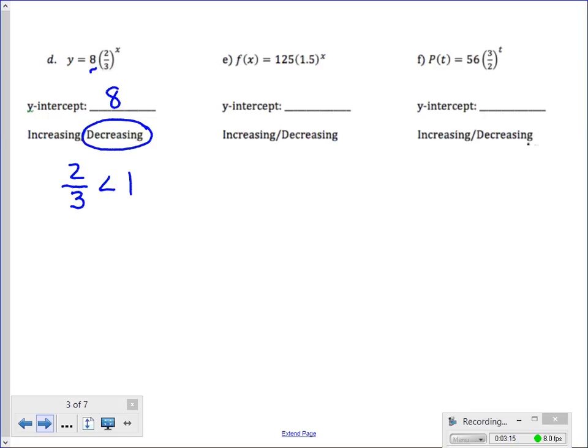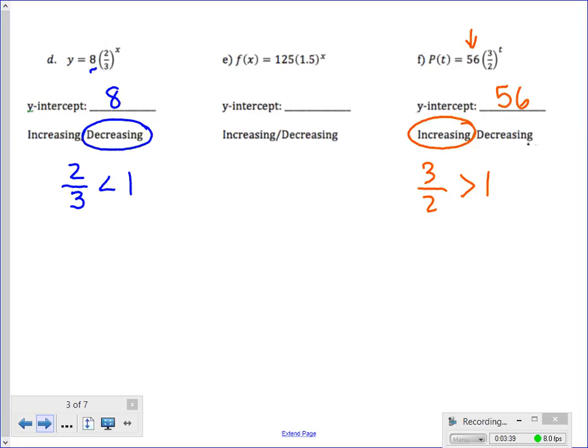The starting value is 56, but again, I have a fraction as my growth rate, and when I have a fraction as my growth rate, I have to be really careful. 3 is bigger than the numerator, 3 is bigger than 2. So because the numerator is larger than the denominator, this fraction is bigger than 1, which means it's increasing.